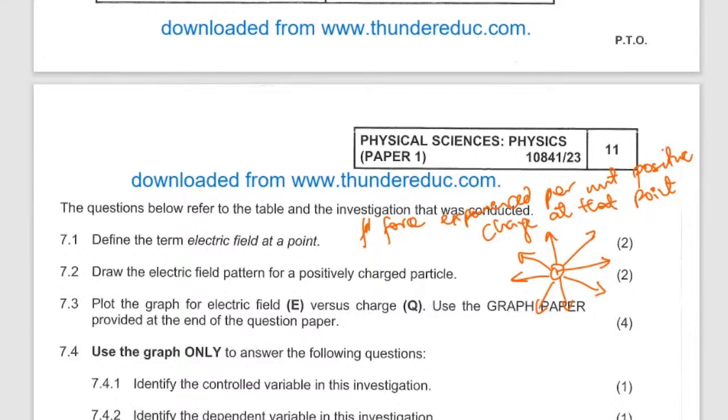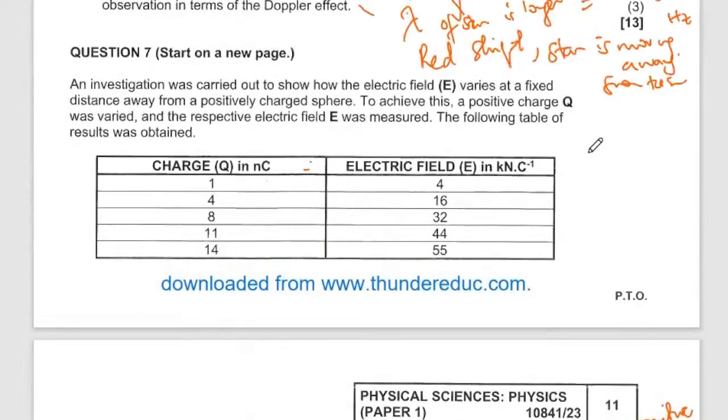E versus Q. So I'll just try to put that sketch. Now there's a graph page. Let's say 1, 2, 3. I'm just gonna use 2, 4, 6, 8, 10, and so on. Then here I can use 10, 20, 30, 40, 50, and so on.